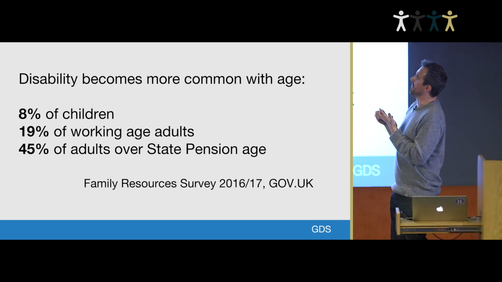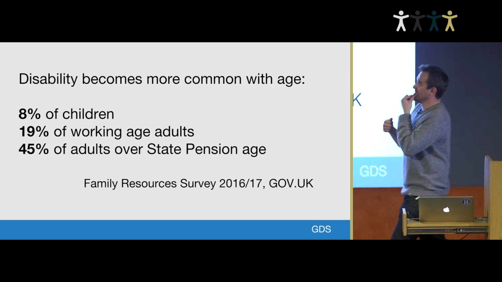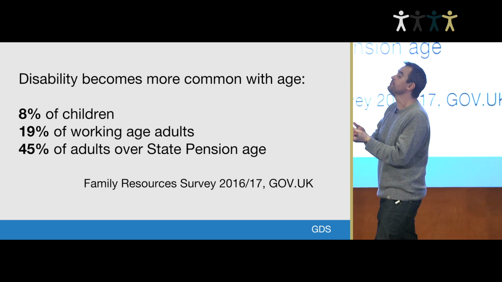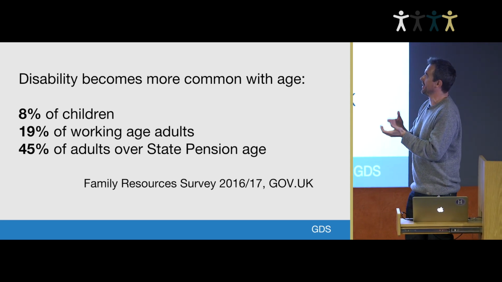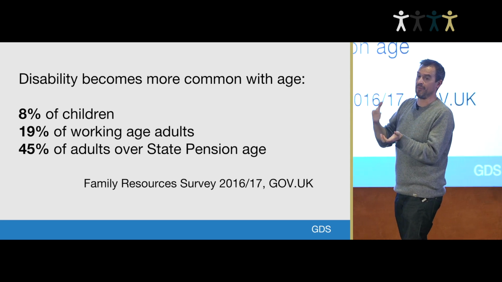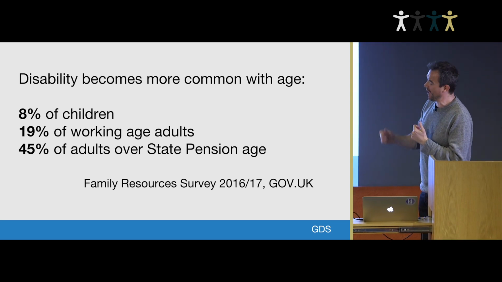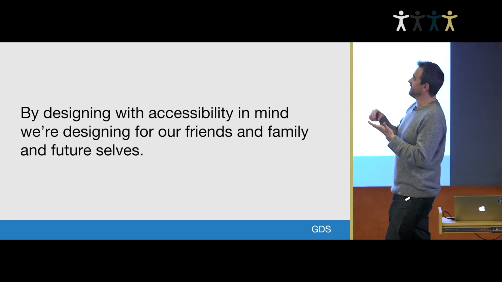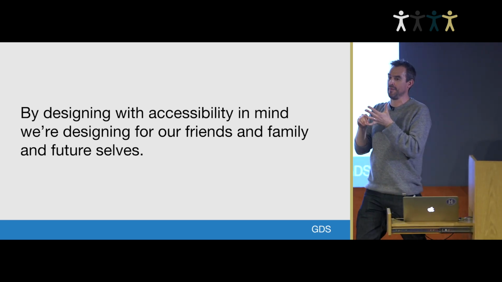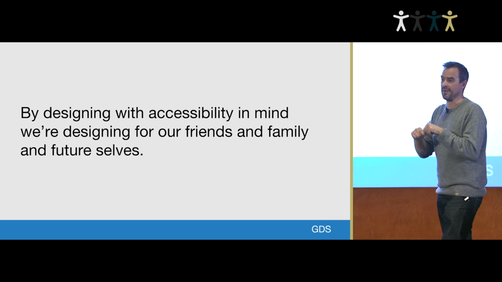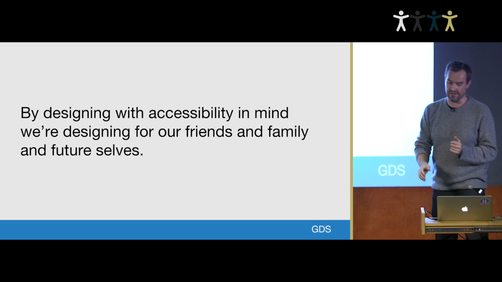Last thing is about how disabilities and impairments become more common with age. So 8% of children have a disability. This rises to 19% for the working population and is 45% for people that are 65 or over. So designing with accessibility in mind is about designing for your friends, your families, and your future selves. If you're not making stuff accessible, it's friends and families and yourselves in the not too distant future that may find it really hard to use.